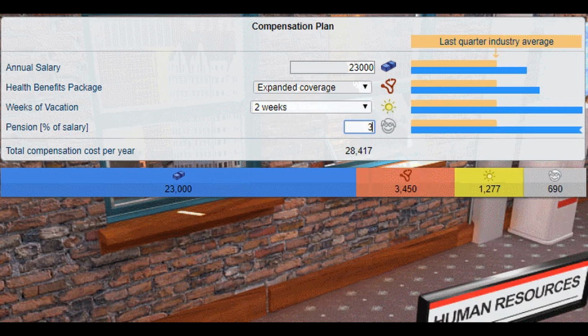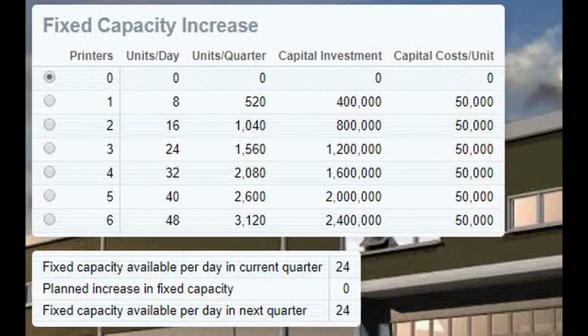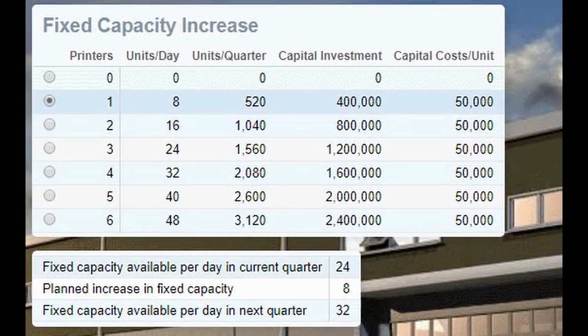You will set up a production facility and specify its initial capacity in units per day. You will be able to increase this capacity in the future. Pay attention to the capital investment necessary for each increase in capacity.